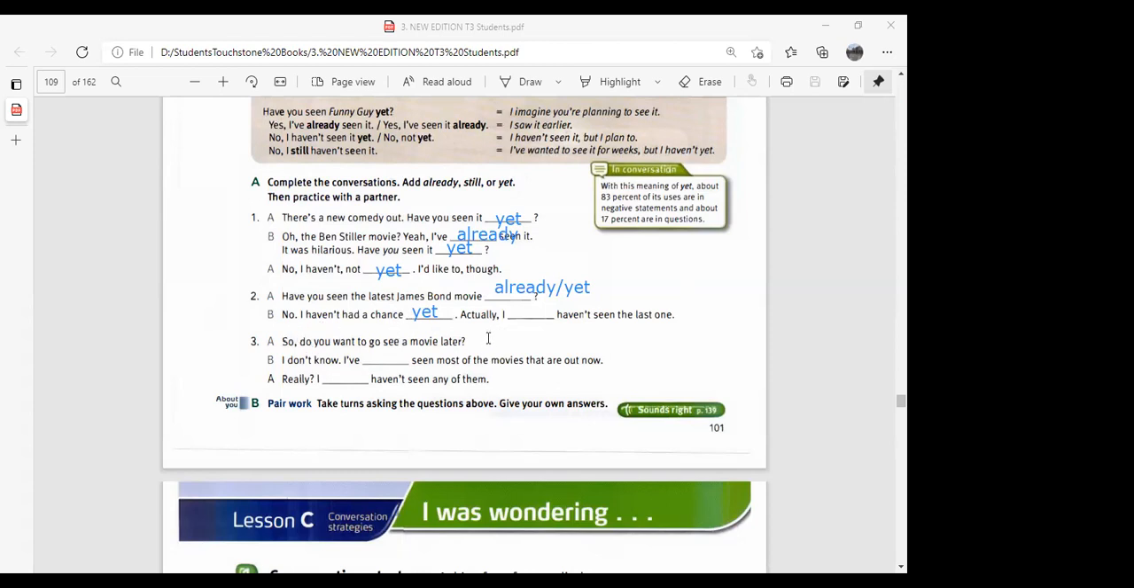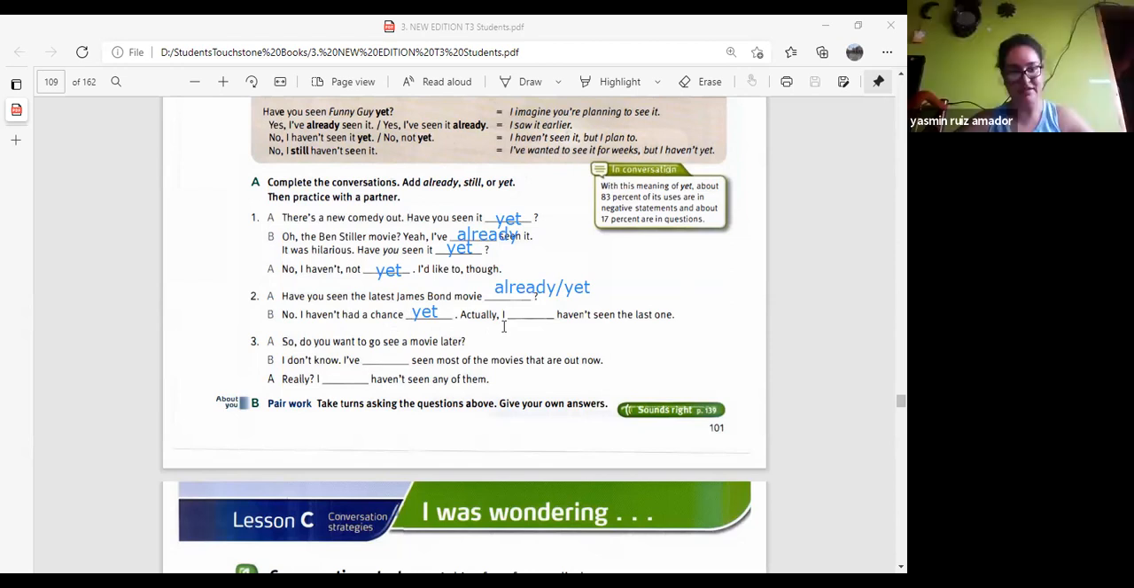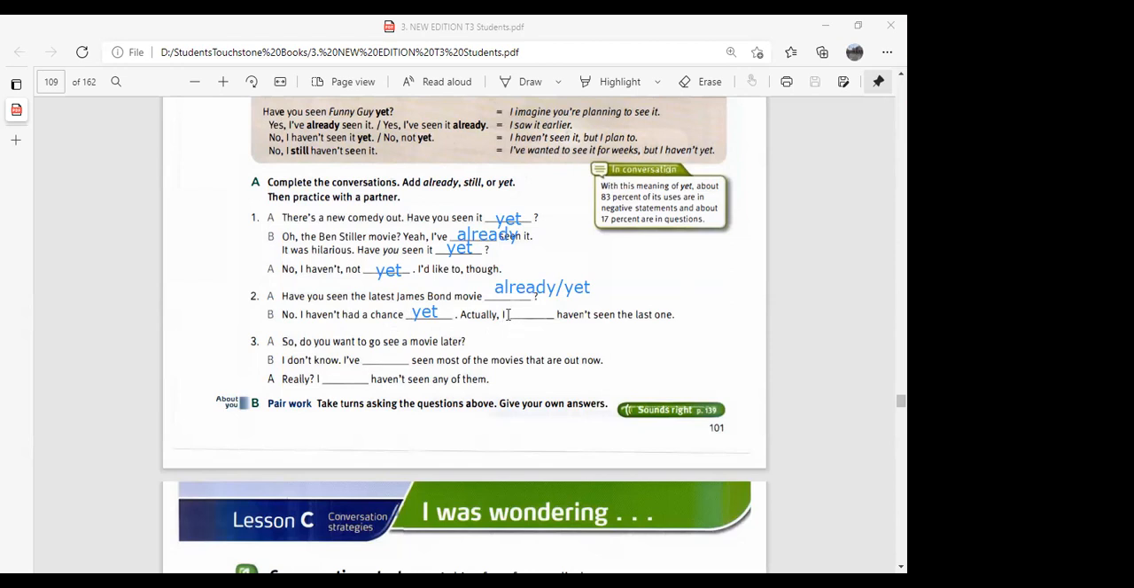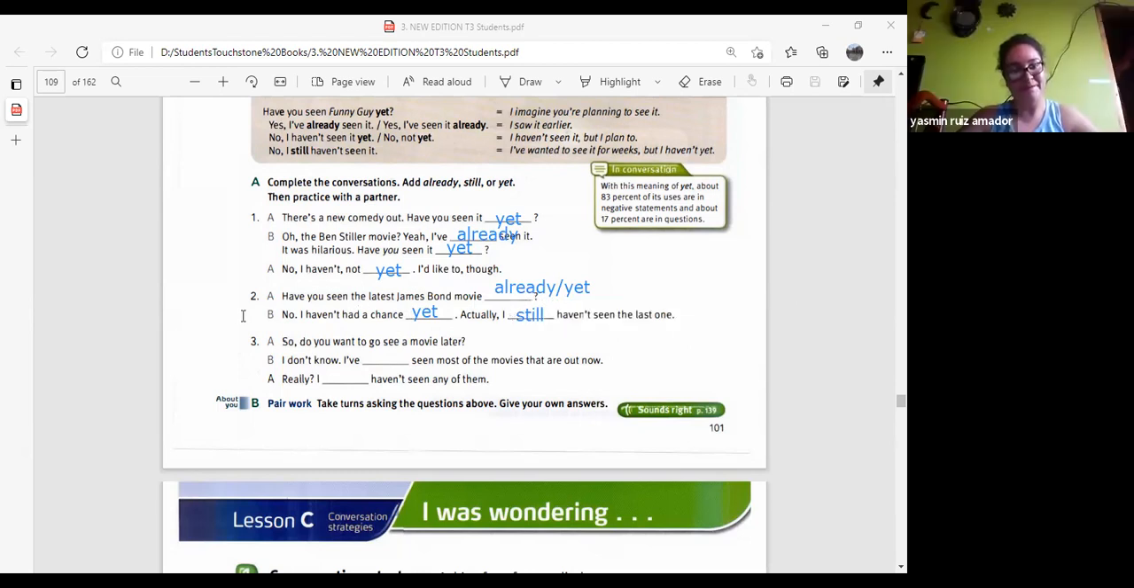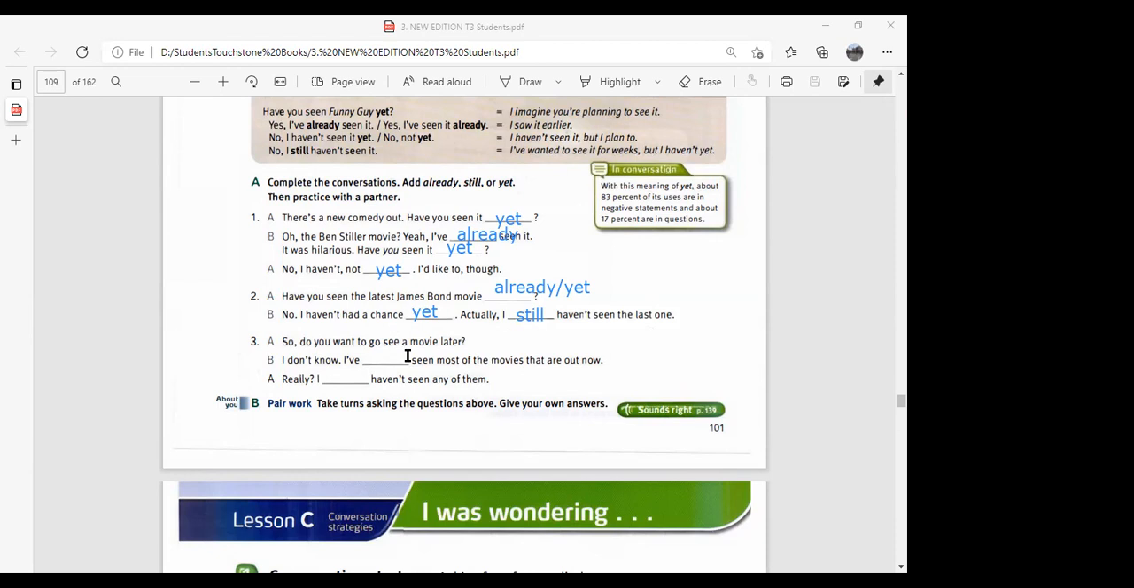Okay. Already? Still? Already is for positive sentences. I still haven't seen the last one. You see, usually yet is at the end with negative sentences. With the same negative sentence, if you use it at the beginning, it should be still. I still haven't seen the last one. But not already. Remember, already is affirmative, positive. I already have seen it.